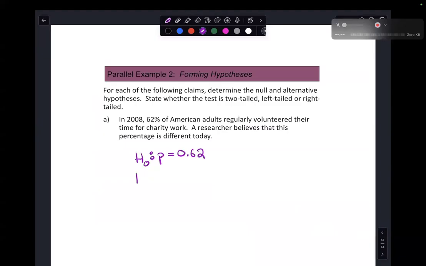My alternative hypothesis, so this says the word different, therefore it is a two-tailed test. When we have a two-tailed test, we always use not equal to. These numbers will always be the same.